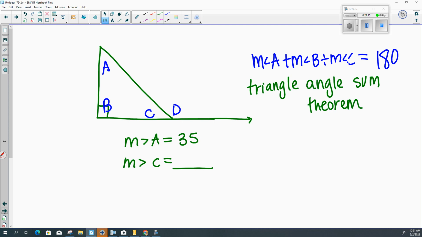Just 35? This one's a little tricky because I didn't specifically tell you it was 90. I just gave you the angle. So the measure of angle A is 35. The measure of angle B is 90. We don't know C, but we do know it equals 180.